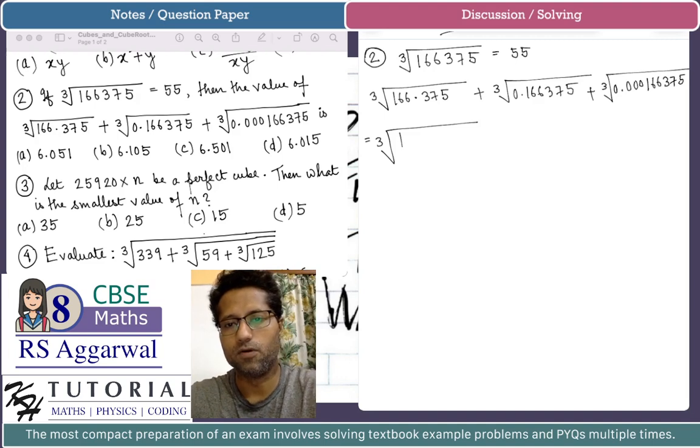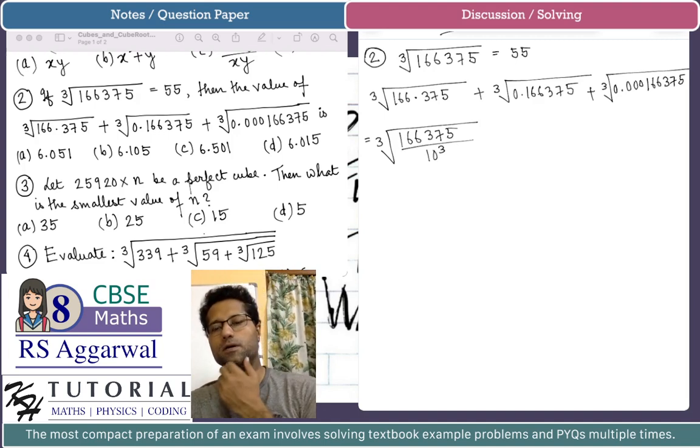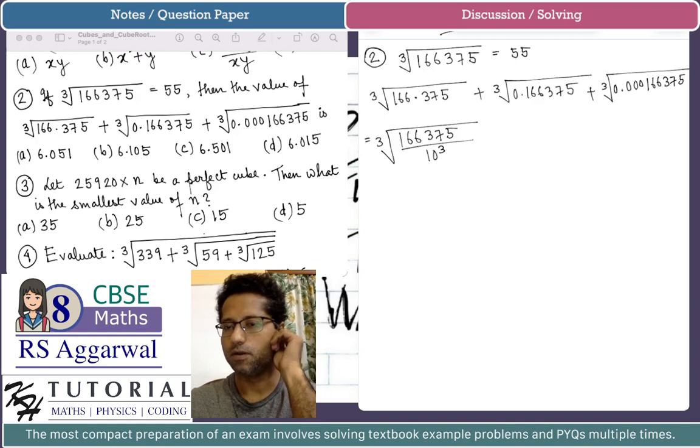So in the fraction form, it will be 166,375 divided by 10 cube, because the decimal number has 3 places of decimals. When we convert a decimal number into a fraction, the numerator becomes the decimal number ignoring the decimal point, divided by 10 to the power of the number of decimal places.